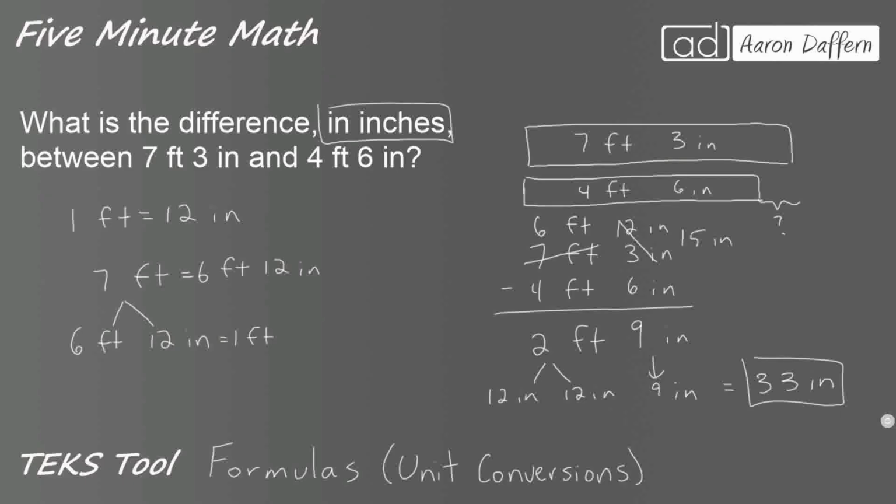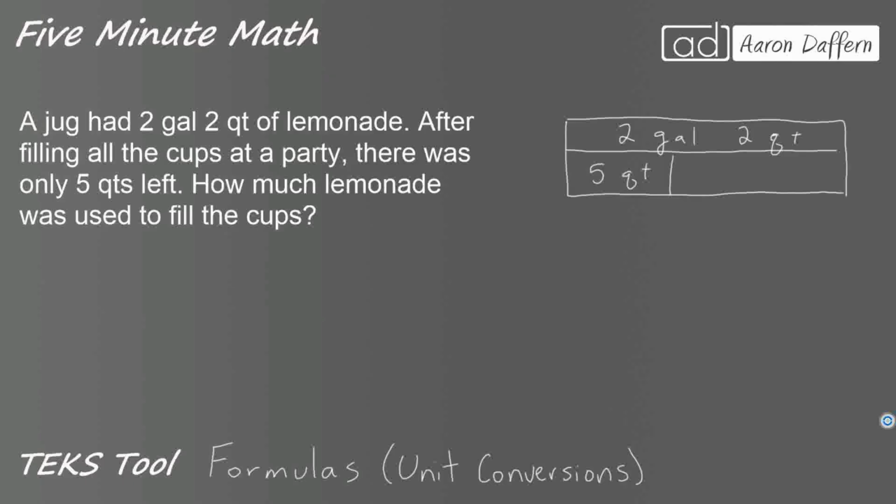Let's look at another example. So we've got a jug with 2 gallons and 2 quarts. It was used to fill cups. Now there's only 5 quarts left. So this is a part whole. We're looking for how much was used to fill the cups right there.